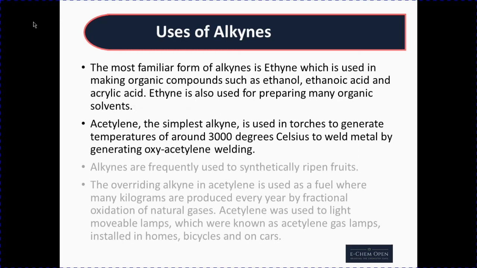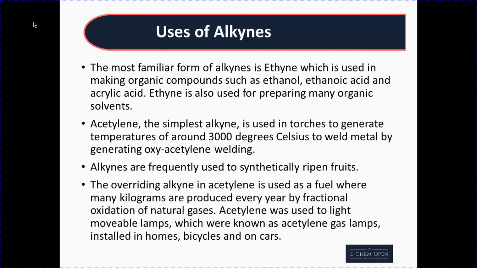Acetylene, the simplest alkyne, is used in torches to generate temperatures of around 3000 degrees Celsius to weld metal by generating oxyacetylene welding. Alkynes are frequently used to synthetically ripen fruits. The overriding alkyne, acetylene, is used as a fuel where many kilograms are produced every year by fractional oxidation of natural gases.